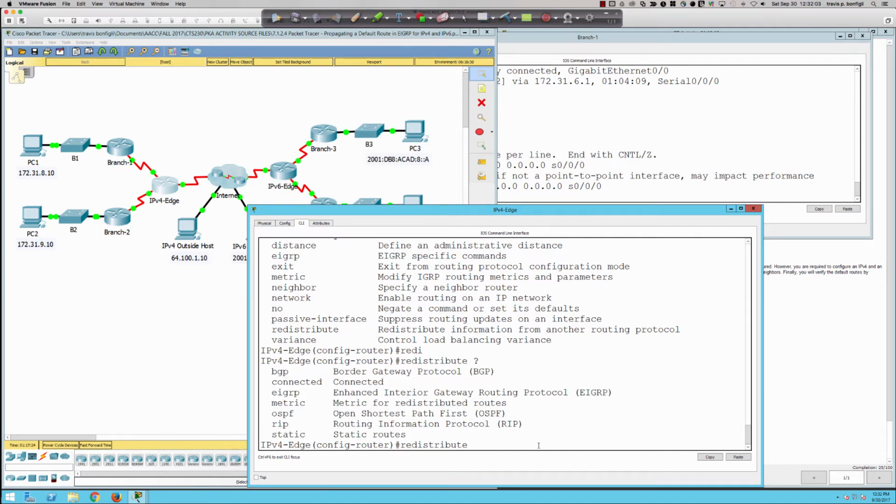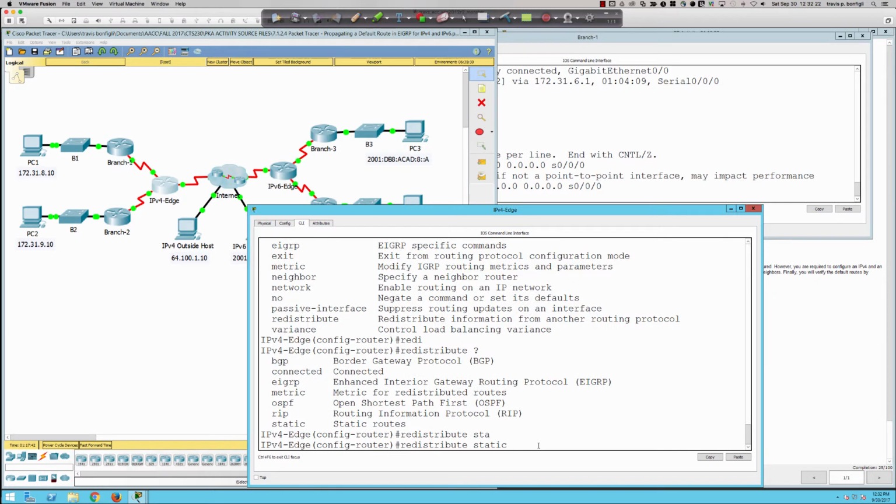And so we created a static route to use with EIGRP in order to facilitate the automagic propagation of a default route down to branch 1 and branch 2. And so we simply say redistribute static. Now you may be asking yourself, well, what if I have more than one static route? What happens then? Because I can create static routes for all kinds of things, right?